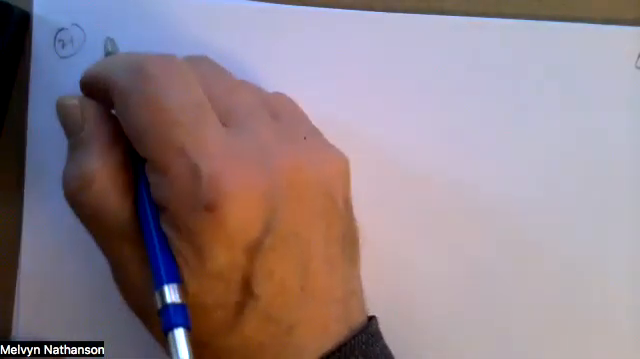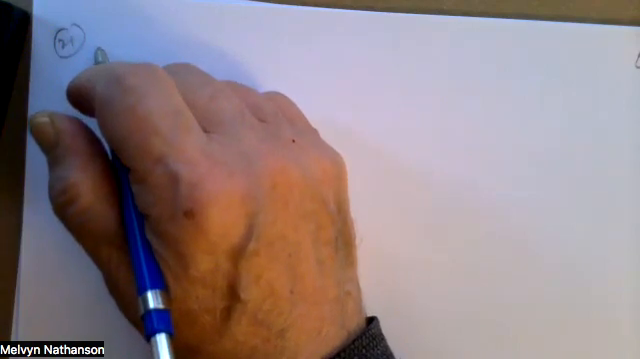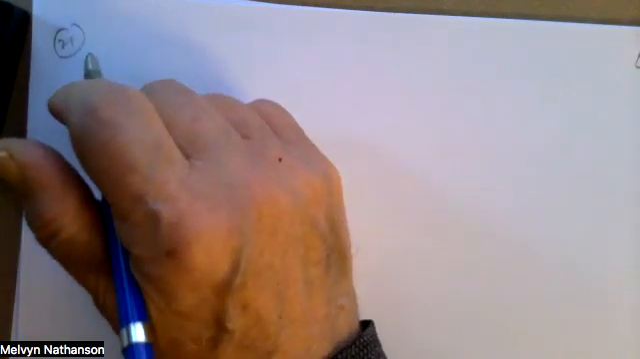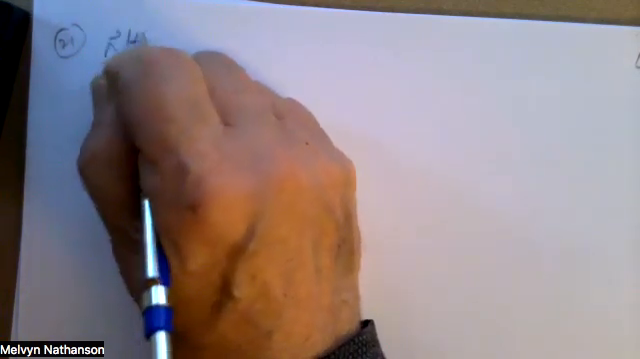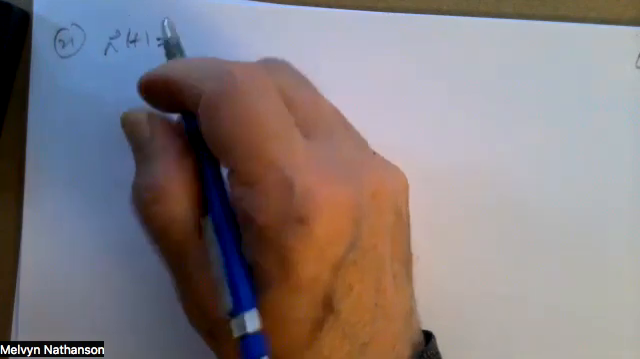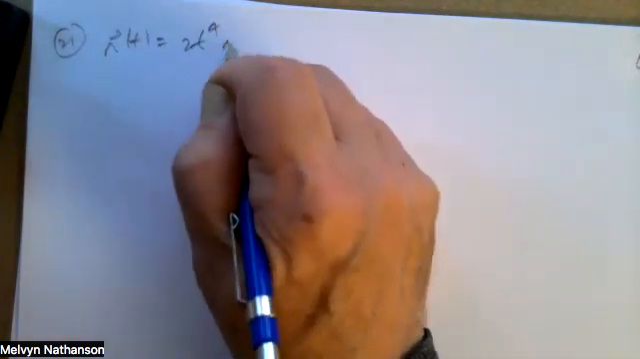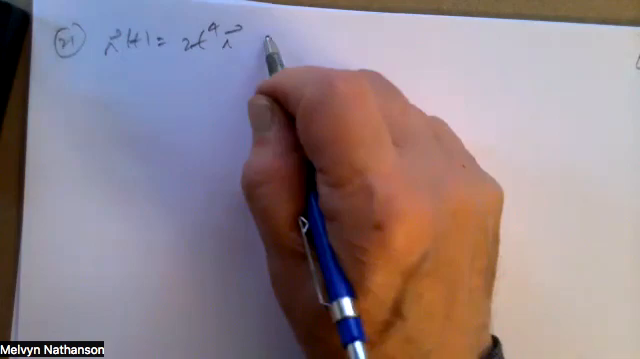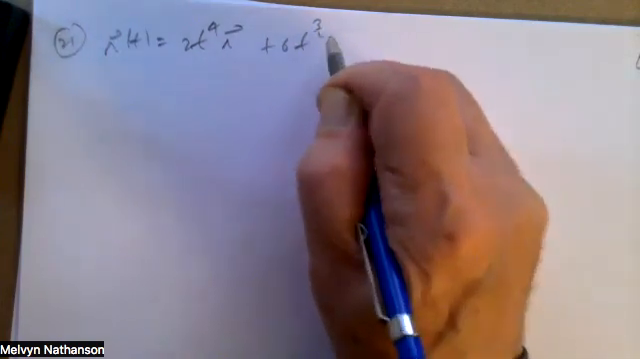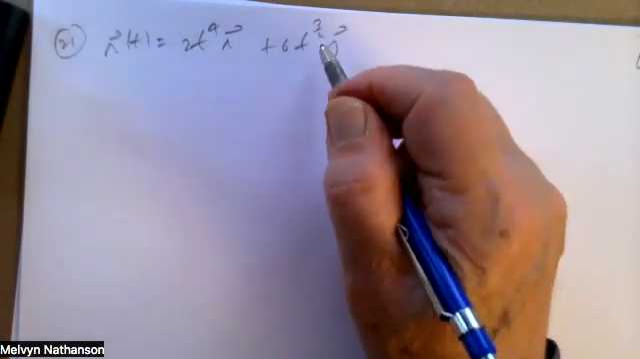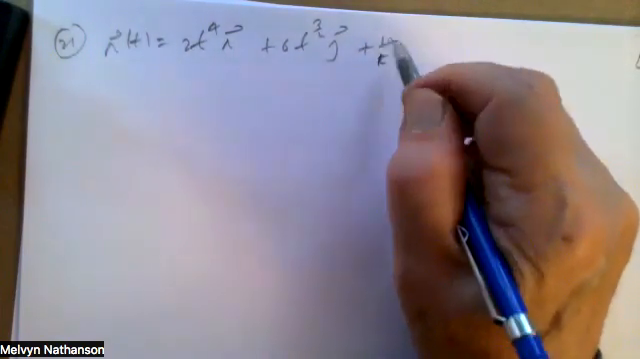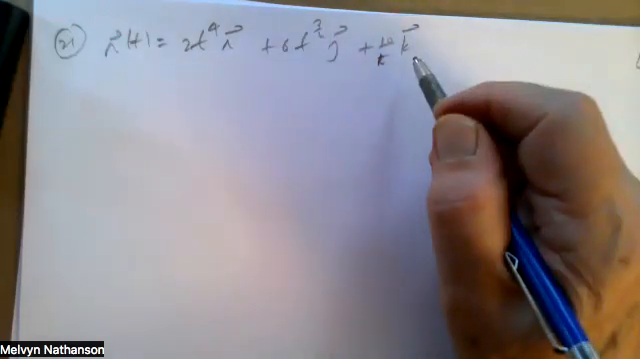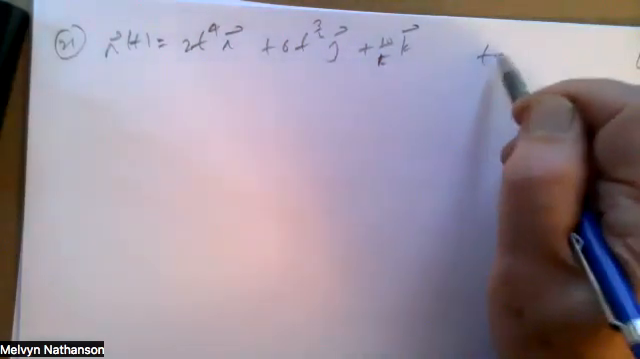So if we have, for example, let's say number 21, we have the parametrized curve or the vector valued function r of t equals 2t to the fourth i plus 6t to the 3/2 j plus 10 over t k. And we want to find the tangent vector at t equal 1.